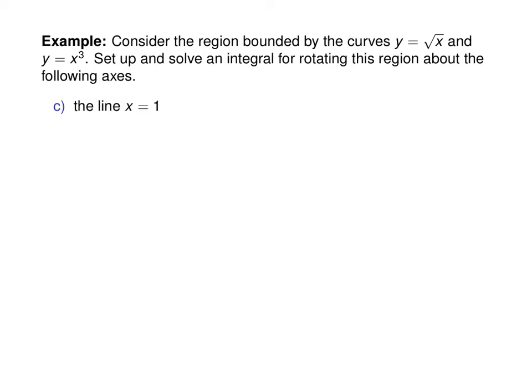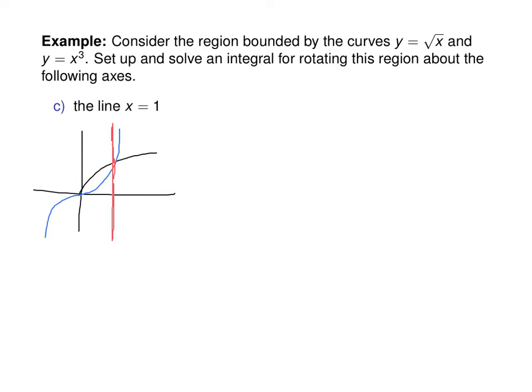In this next example, we will rotate the same region about a line that is not the x or y axis. So let's graph our region, same thing. Y equals root x, y equals x cubed, about the line x equals 1. That's the vertical line right here, going through that point of intersection. So there is x equals 1.